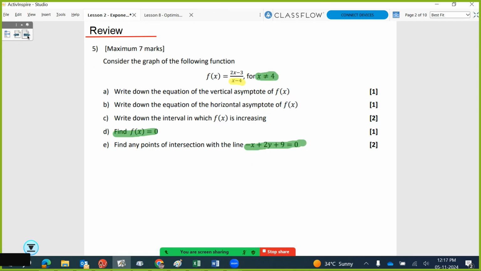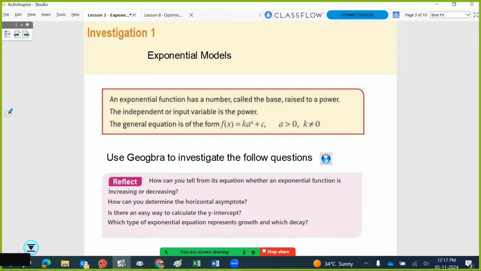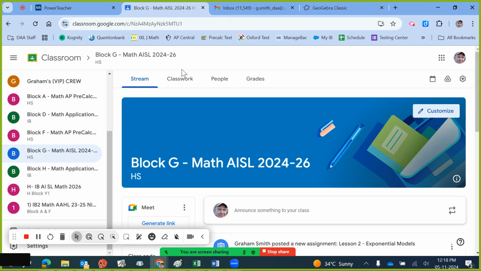So you're going to need your computer open on this one. I would like you to investigate exponential functions. Go to the Google Classroom. Click on this link. You have the link in the Google Classroom, so it will open up to GeoGebra looking like this.